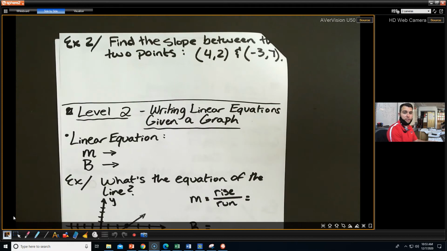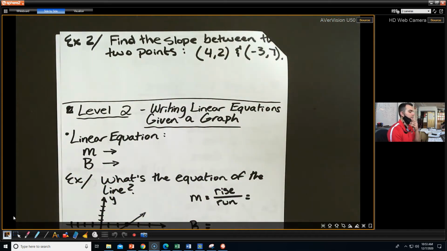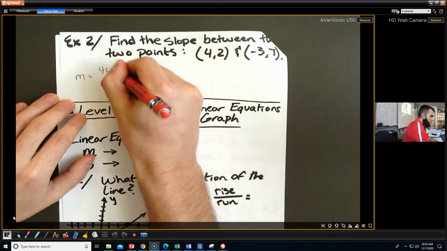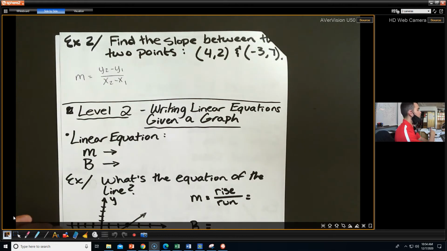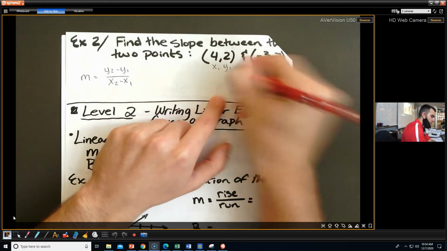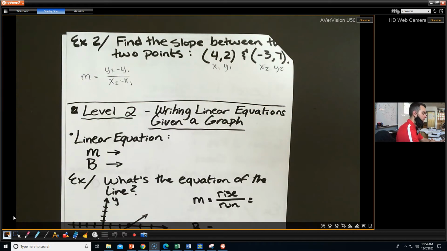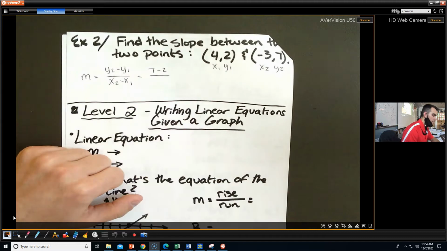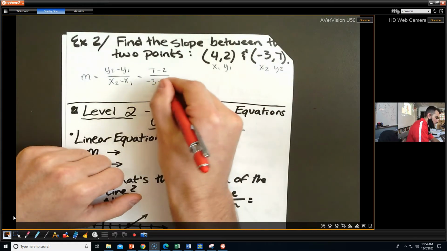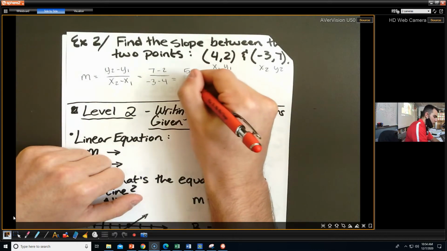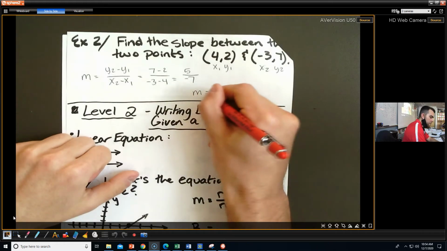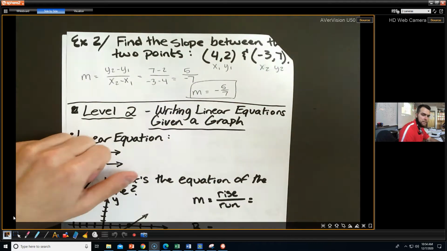Example 2. This is if we're not actually given a graph. This time we're given 2 points. This is calculating the slope, so we're using our slope formula, m equals y2 minus y1 over x2 minus x1. It might be helpful to label those points. I'll label this first one x1, y1, this one x2, y2. From there, it's plugging and chugging. On the top, y2 minus y1 is 7 minus 2. On the bottom, x2 minus x1 is negative 3 minus 4. After subtraction, we get 5 over negative 7. Is the whole fraction positive or negative? The whole fraction is negative, so I can write this as m equals negative 5/7. Excellent. That's all there is to it.